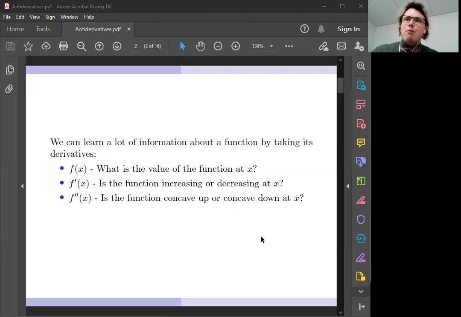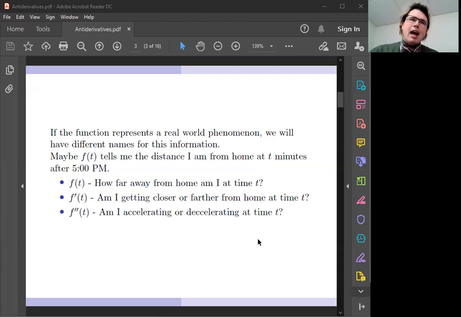Or maybe, if you prefer, if I was looking at a particular function, let's say I've got a function f of t. t is the number of minutes after 5 o'clock. The function tells me how far away I am from my home. That's a very interesting function, at least to me. The function itself tells me my distance from home, but depending on context, it's the derivatives that are more interesting.